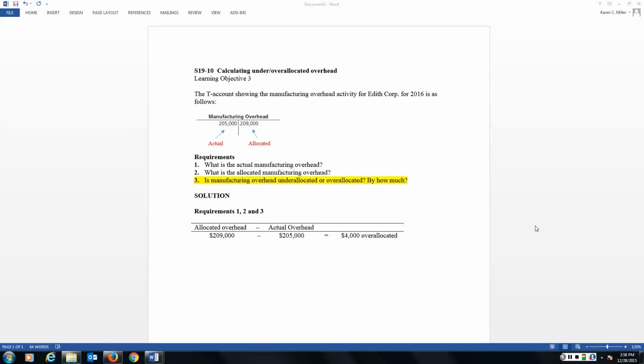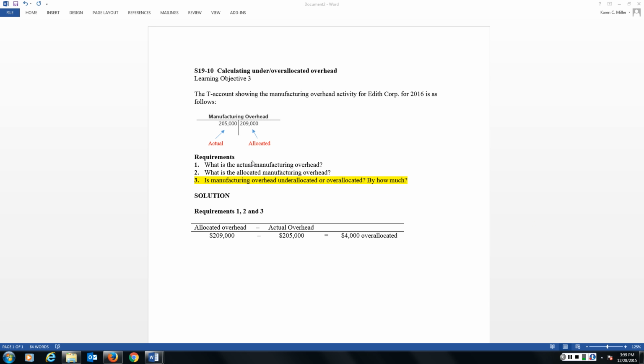This example gives us an opportunity to strengthen our understanding of what it means to over or under allocate manufacturing overhead. So in this particular situation, the T account shows the manufacturing overhead activity for Edith Corp. We have a $205,000 debit and a $209,000 credit. The text asks us, what is the total actual manufacturing overhead?